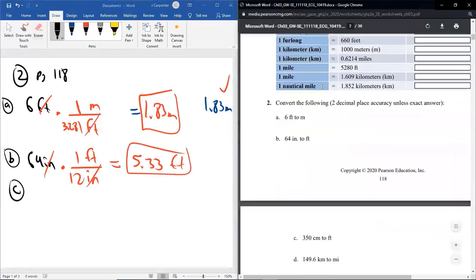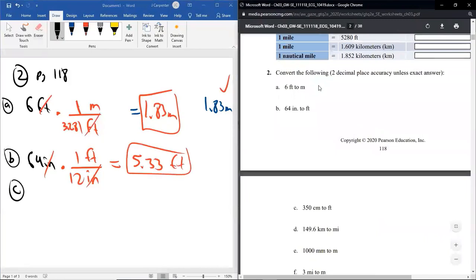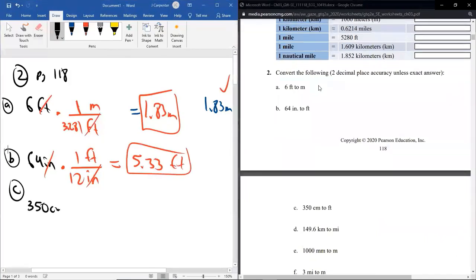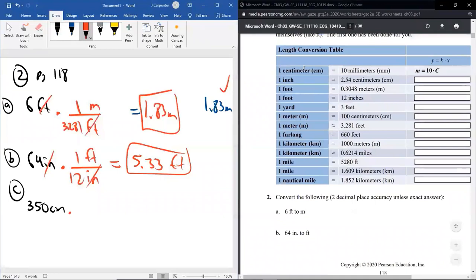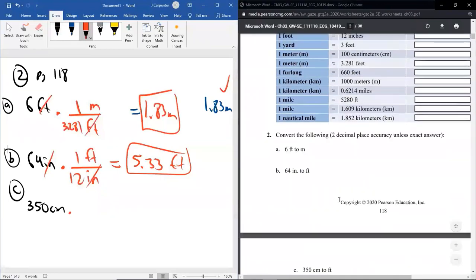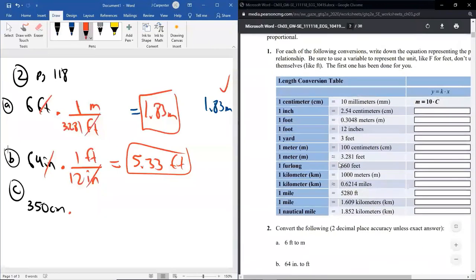C. All right, we got 350 centimeters, and we want to convert this to feet. I don't expect anyone to know off the top of their head how many feet is how many centimeters, so you would go to this table again. We're going from centimeters to feet, so 350 centimeters to feet.